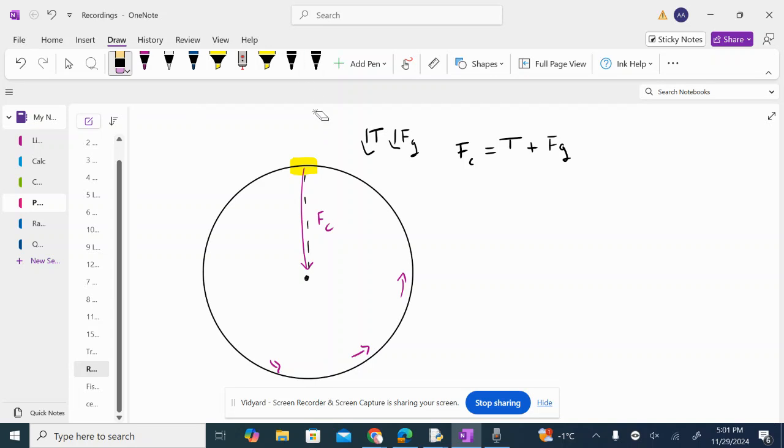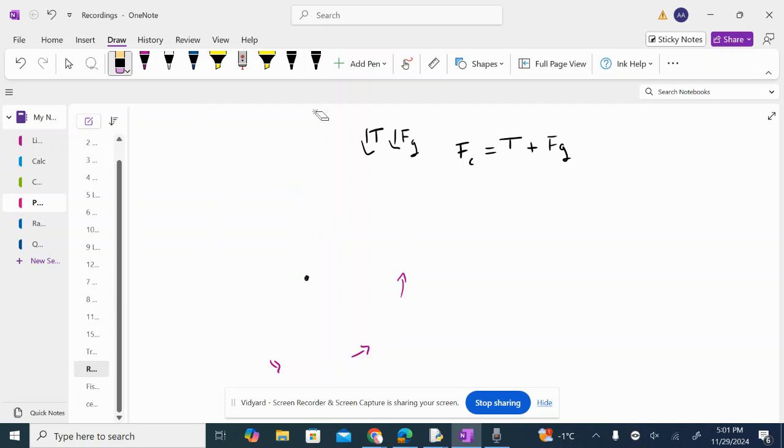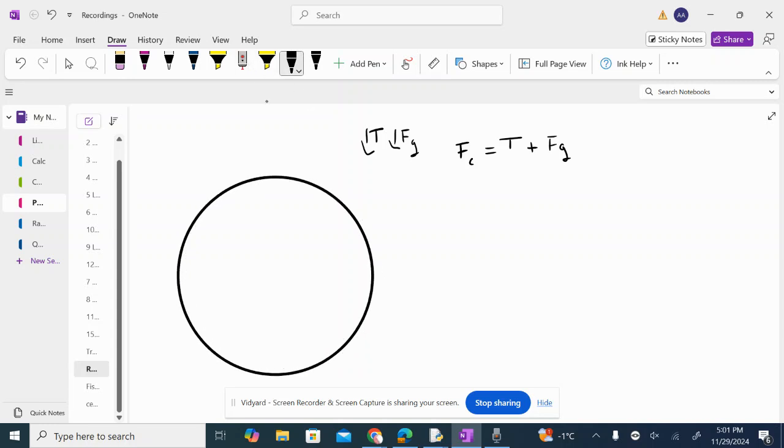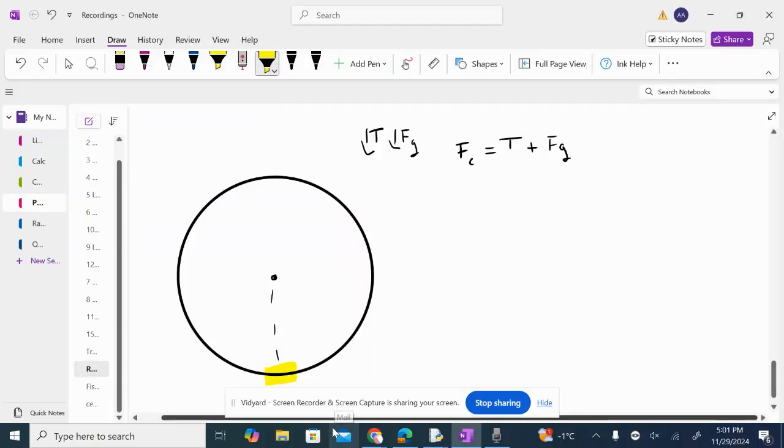Now, what if we have this circle, and we have the center, and our object is at the bottom? How would we solve this? Well, for our equation in this case, Fc is pointing in this direction. This is Fc.